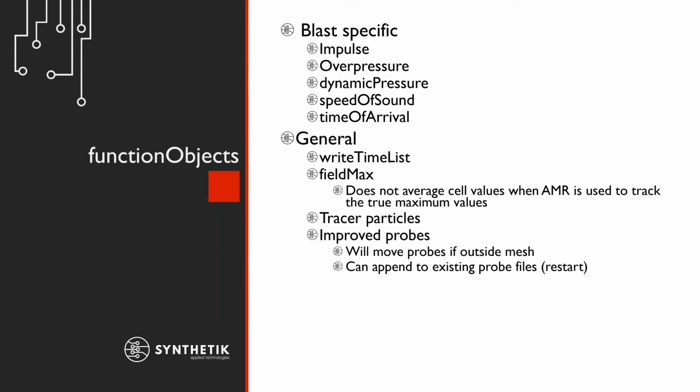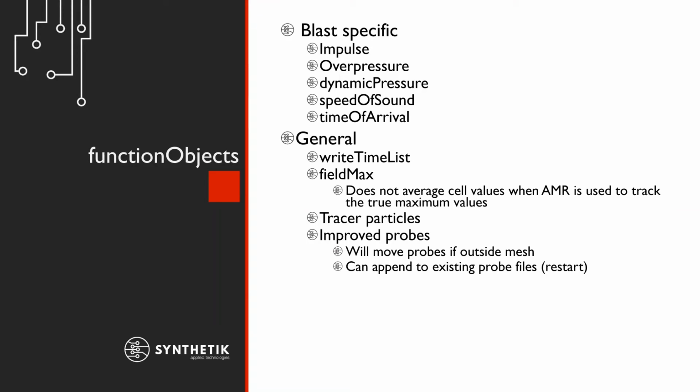Next, the field max. What it does is, even if you're using adaptive mesh refinement, it tracks the maximum value you see in every cell. So when unrefinement occurs, generally speaking, the cells are averaged, so your maximum value can reduce. This will keep whatever the maximum value in the original cells was. So that'll expand, but you'll get the true maximum value. Tracer particles, just standard tracer particles.